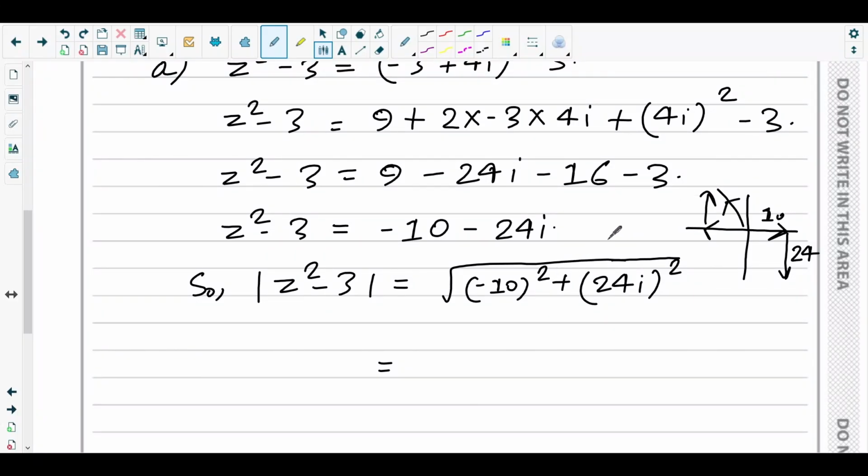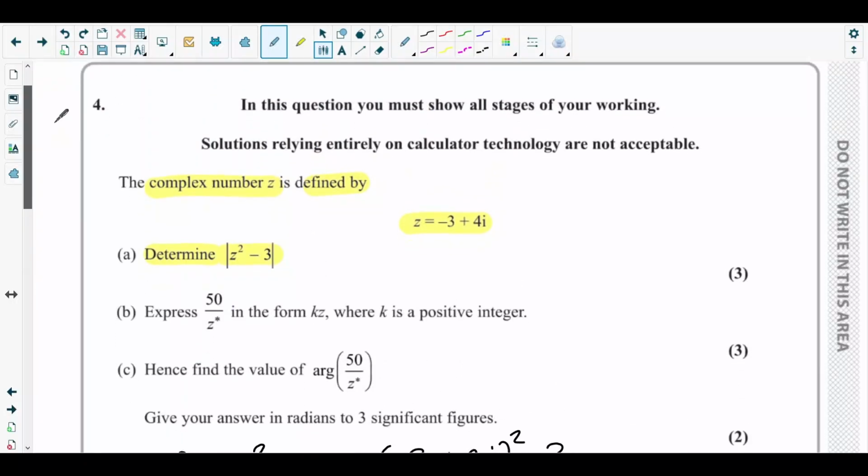So the resultant is the square root of (-10) whole squared plus only 24 whole squared. Okay, not i. i is basically the direction. So we will just consider the magnitude, that is 24, the component. So (-24) whole squared. So that would give you 100 plus 576, which is basically 676. So the square root of 676 is 26. So the modulus of z squared - 3 is 26. And that's the answer for part A.